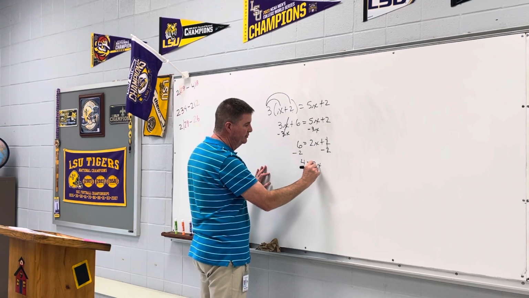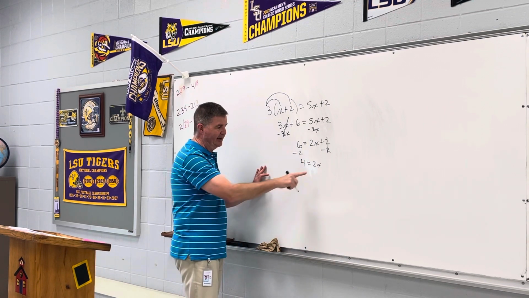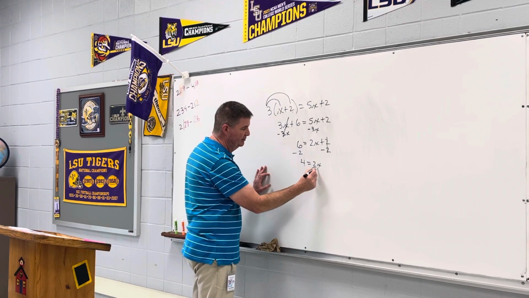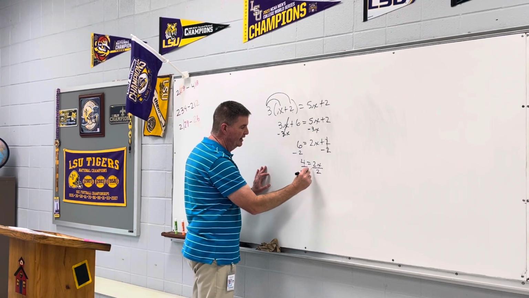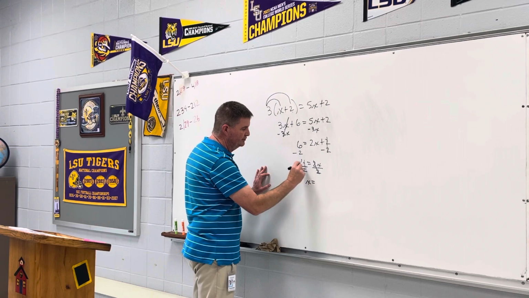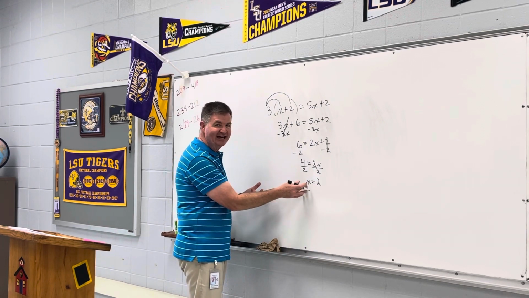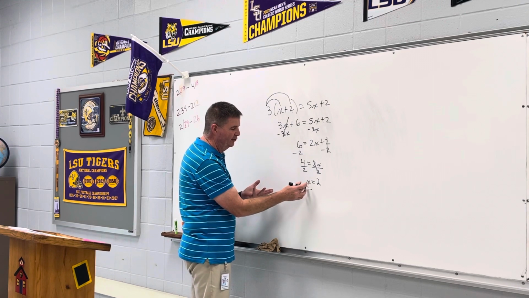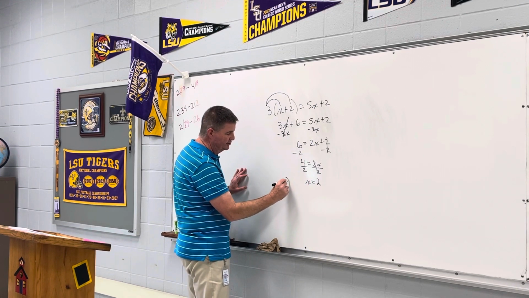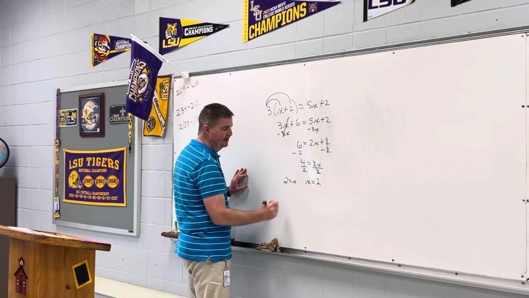4 equals 2x. Now I have multiplication. Opposite of multiplication is division. Divide by 2, and x equals 4 divided by 2, or 2. Again, my habit is to put the x on the left, but again, like I said before, x equals 2 or 2 equals x is the same thing.